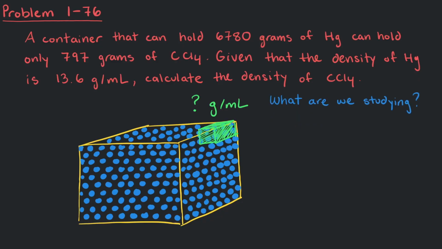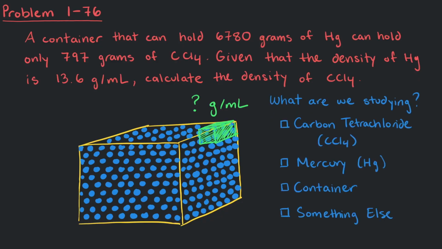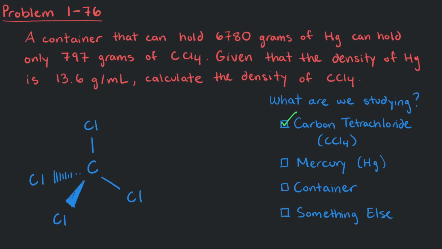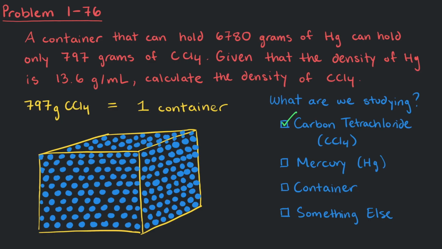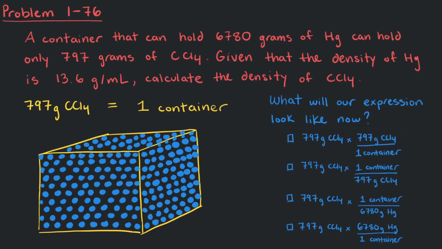What are we studying here? Exactly, we are studying carbon tetrachloride, which looks like this, but is actually extremely small. Therefore, we will start with 797 grams of carbon tetrachloride. Now, the conversion factors come in. If 797 grams of CCl4 can fit into one container, what will our expression look like now?